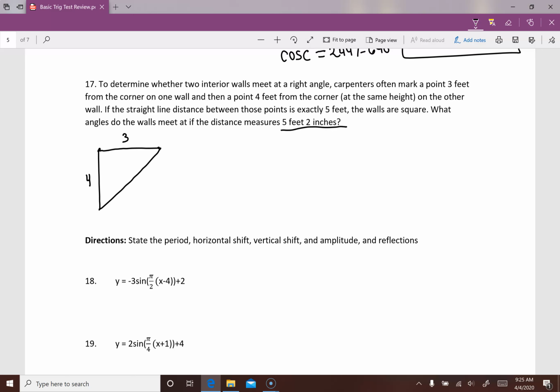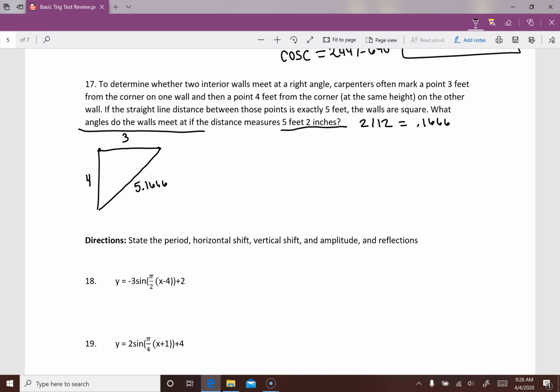But I'd like to go ahead and convert this into feet. So 2 inches is going to be 2 divided by 12, which is 1/6 obviously, and 2 divided by 12 is 0.1666. So this would actually be 5 feet and 0.1666. All right. So the question is, what angles do the walls meet at? And we know the answer is not 90 degrees. In fact, we actually know it's going to be bigger because making this longer than 5 is going to actually kind of make that go out wider, if that makes sense.